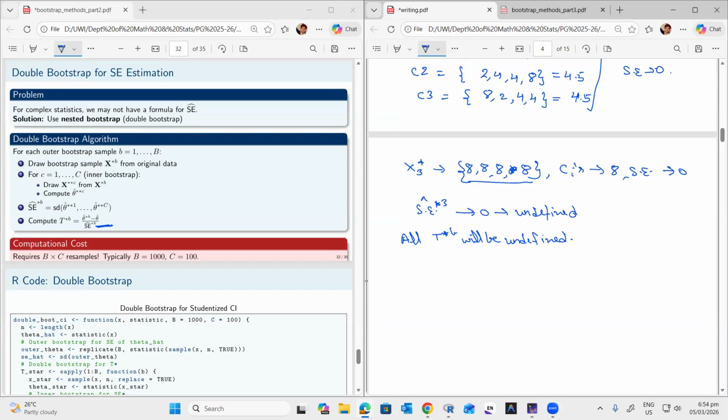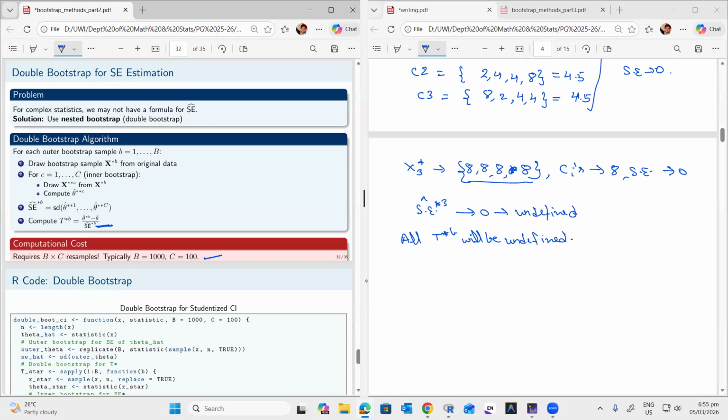So in the inner bootstrap, often we see that if the outer sample has little variability, in such cases the double bootstrap fails to produce usable quantiles. That is why we need a large original sample and a large C, large replications, to avoid such a degenerate inner standard error situation. So that's why we are choosing b equals 1000 and c equals 100.